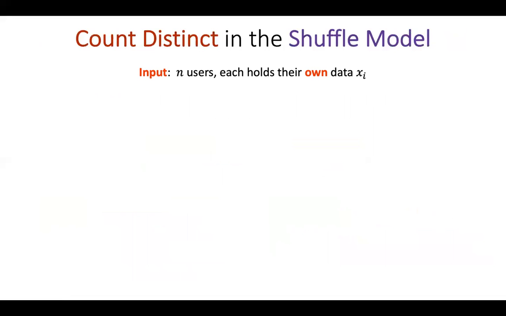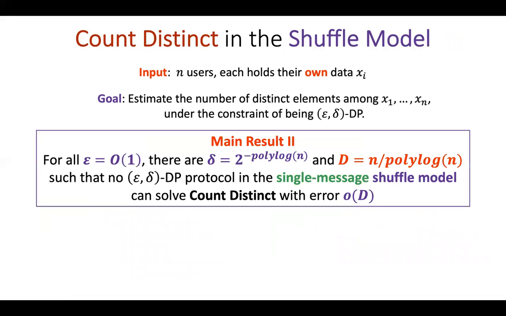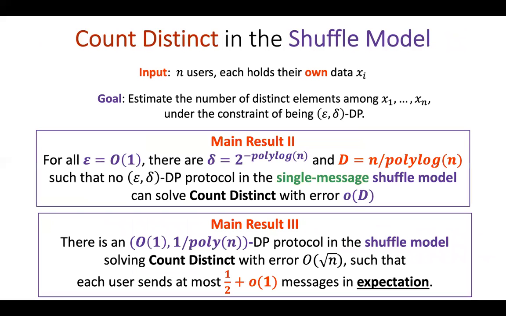For the shuffle model, we first show that for constant epsilon and an inverse quasi-polynomial delta, count distinct is still nearly maximally hard for the single message shuffle model. And next, we show that if we allow each user to send at most one half plus o(1) messages in expectation instead of worst case, then the problem can be solved by shuffle protocols with square root n error. Hence, there's a big gap between messages in worst case and messages in expectation.